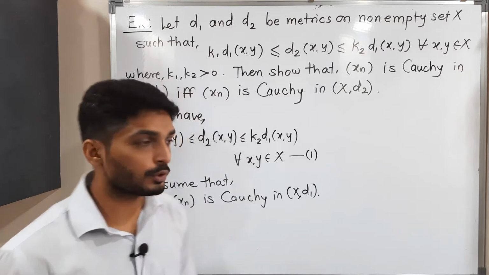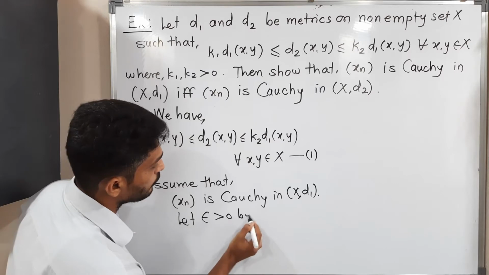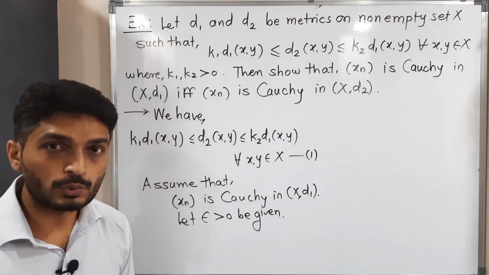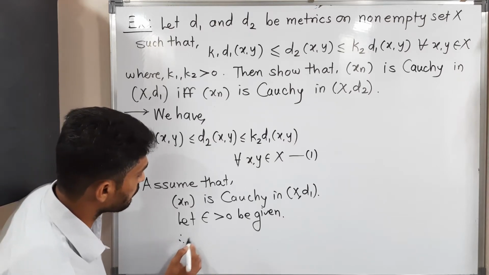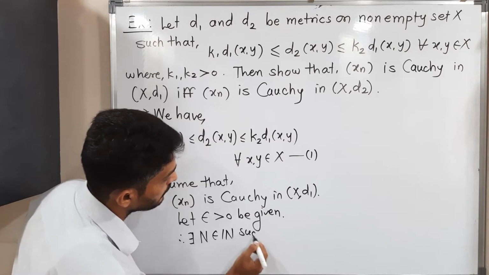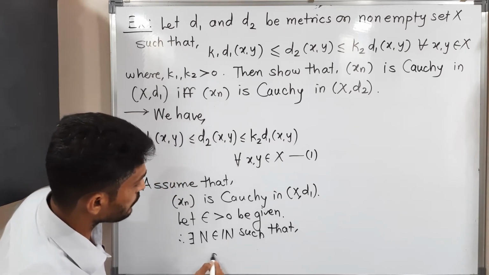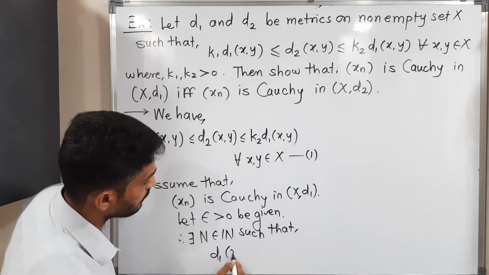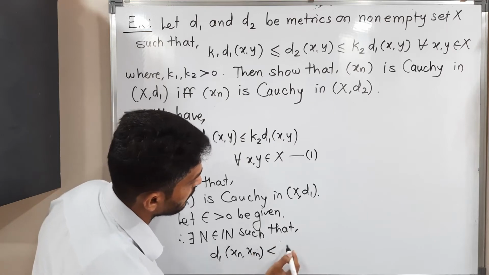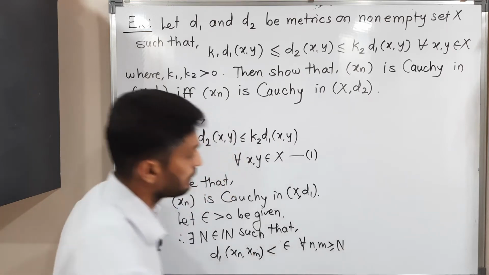So let us take one epsilon first. Let epsilon greater than 0 be given. We have this information, so let us use it. Since the sequence Xn is Cauchy in (X, D1), there exists N belonging to the set of natural numbers such that D1 of Xn, Xm is less than epsilon for all n, m greater than or equal to capital N.